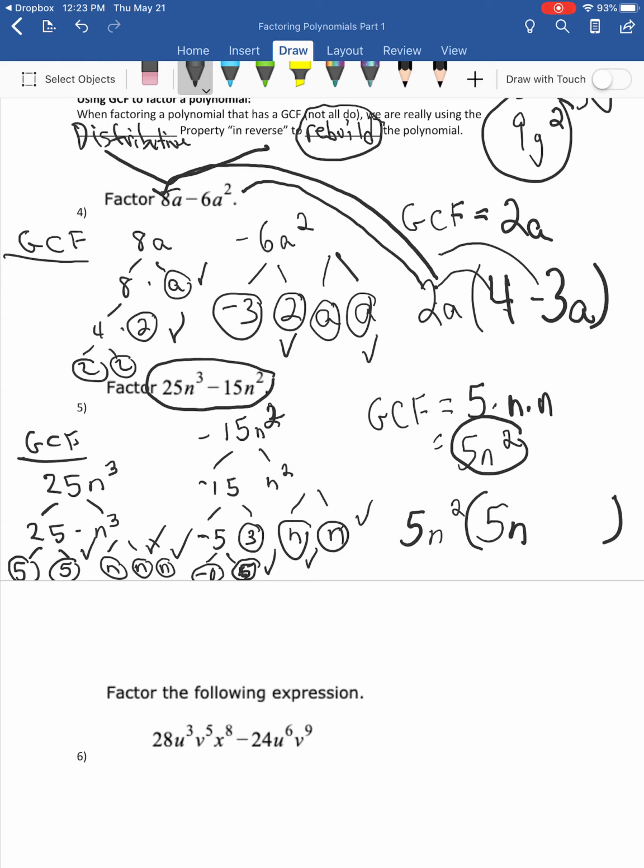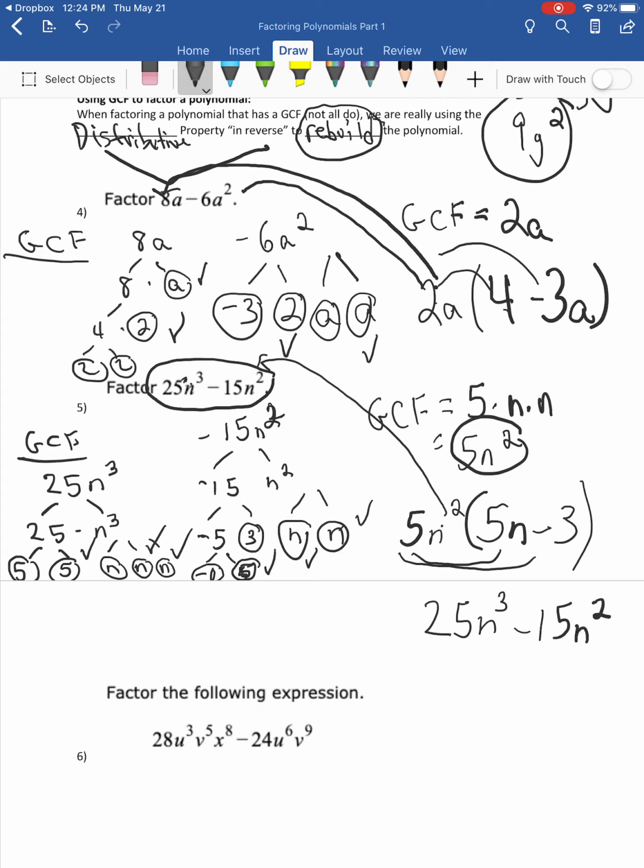Okay. Then, to make the next term the negative 15n squared, 5 times negative 3 is going to give us the negative 15. And n squared, we already have an n squared over here. We need an n squared, so we're not going to do anything. Okay, so we can actually push in these parentheses a little bit. Okay, that's your answer. If you multiply back out, 5n squared times 5n is 25n cubed. And then 5n squared times negative 3 is negative 15n squared, which is what we started with. Okay, again, that's a good way to check.